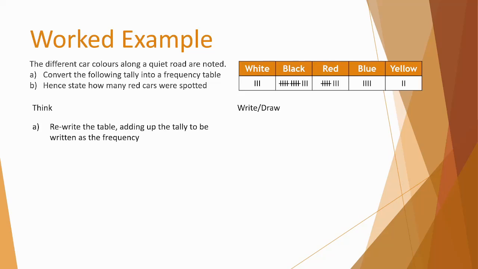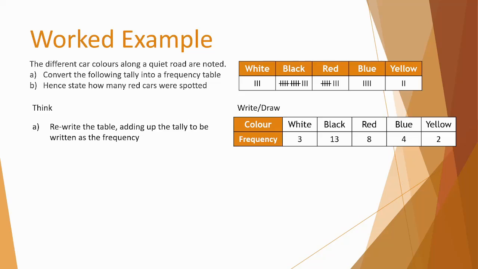So to start off, I will rewrite the table, adding up the tally and writing this as the frequency. I could write the table vertically with the titles of the columns up the top, but I'm going to write this one horizontally just to save a little bit of space. So I've got color and frequency as my two headings, and I've written all the colors, and I've written all the frequencies from the tally table above.